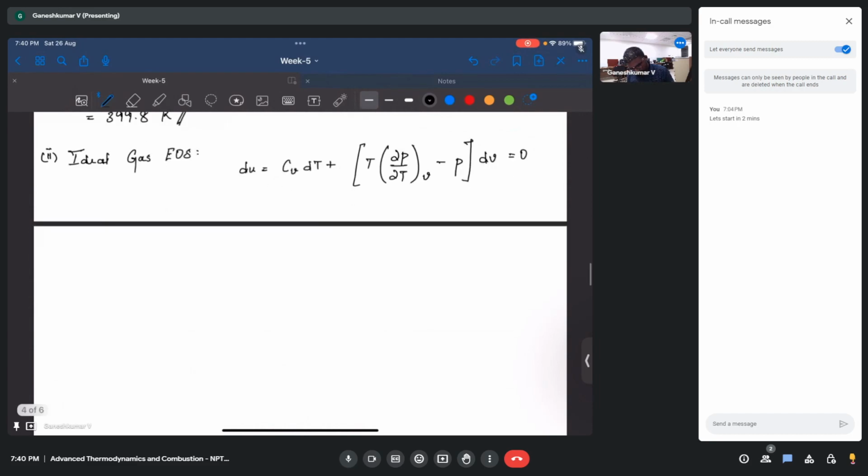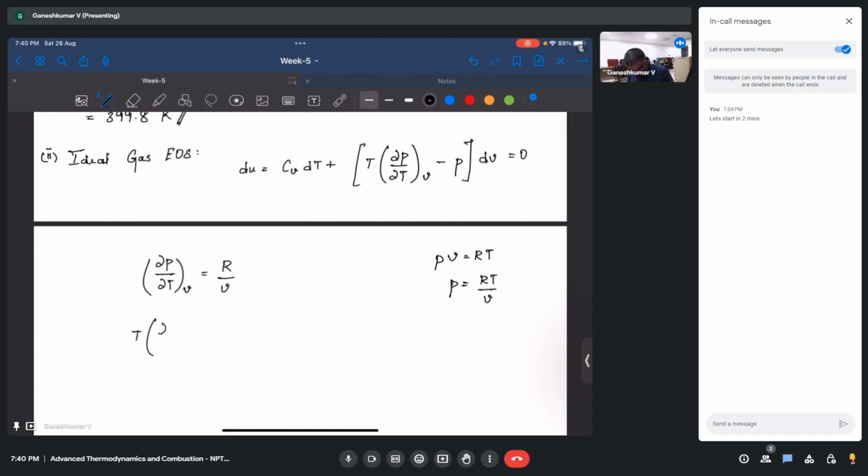Now you can look at it. So the dou P by dou T at constant V we can find. How do we find it? We know that PV is equal to RT, so P is equal to RT by V, and it is a constant volume. So this is going to be R by V.